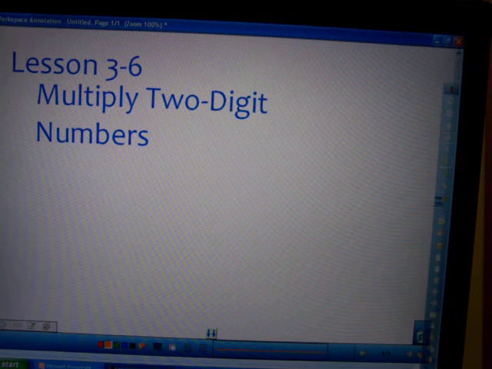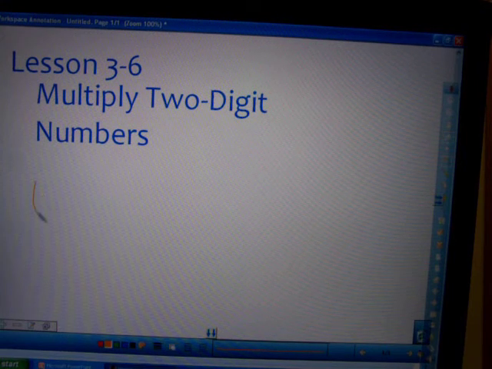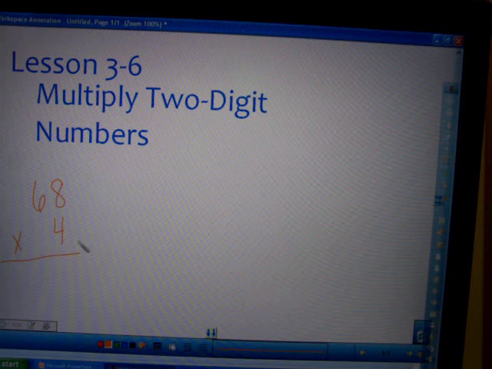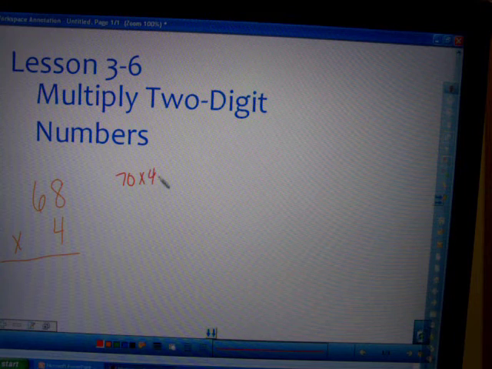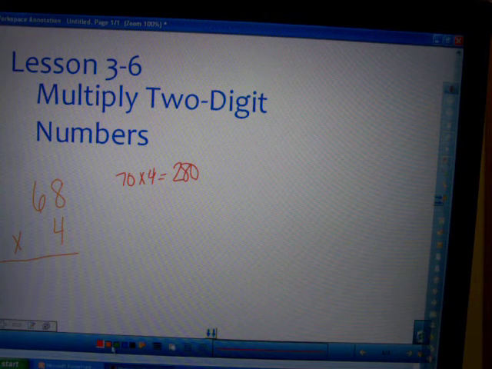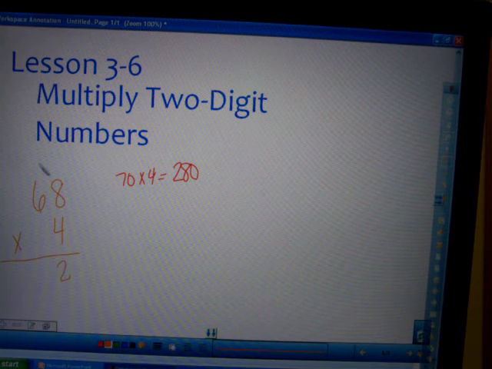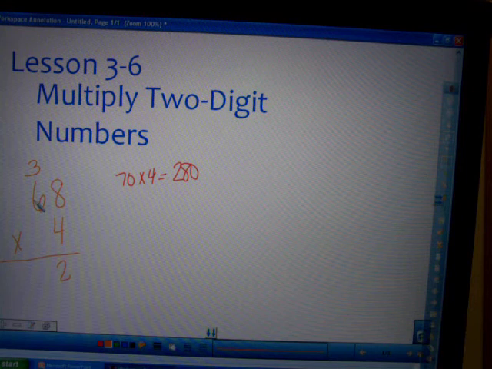So let's take 68 times 4, and I'm just going to run this through using the algorithm. If I want to estimate, I'm going to say it's going to be 70 times 4, and 7 times 4 is 28, so it'll be about 280. A little bit less than that. So when I go through and I solve, 8 times 4 is 32. I carry my 3. 4 times 6 is 24, plus 3 more is 27, so I get 272.